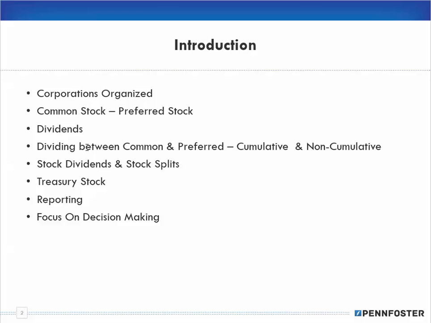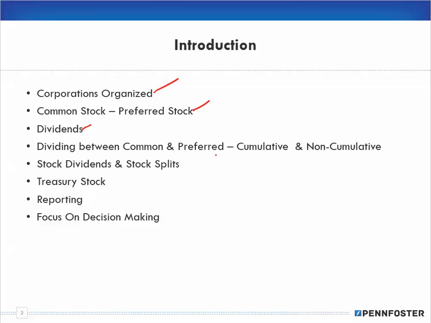So in this introduction, what we're going over in this chapter is how corporations are organized, and I'll get into that after I finish this list. That'll be just part of the introduction, because you get into a lot more detail when we start talking about common stock and preferred stock. Then we'll cover dividends. That's the return on investment for your stock, if it's paid out or not.